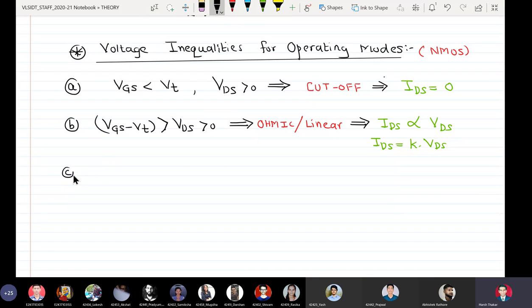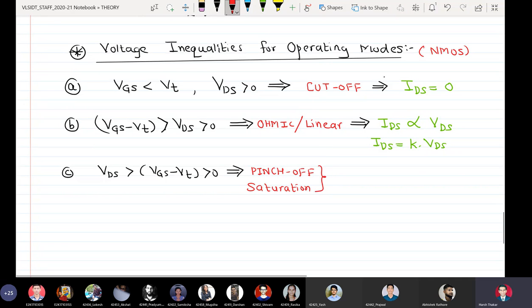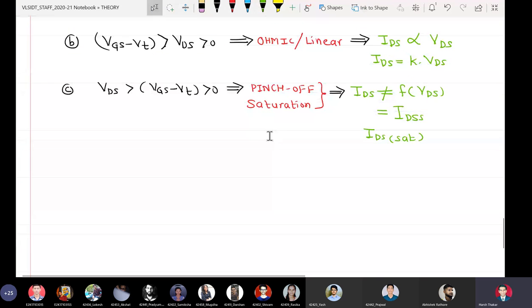Third condition is VDS is greater than VGS minus VT is greater than 0. The MOSFET is in pinch off region or saturation region. And the device current IDS is not a function of VDS, it is equal to what is called IDSS, also known as IDS saturation. In this mode the MOSFET carries a constant current and also acts as a constant current source.